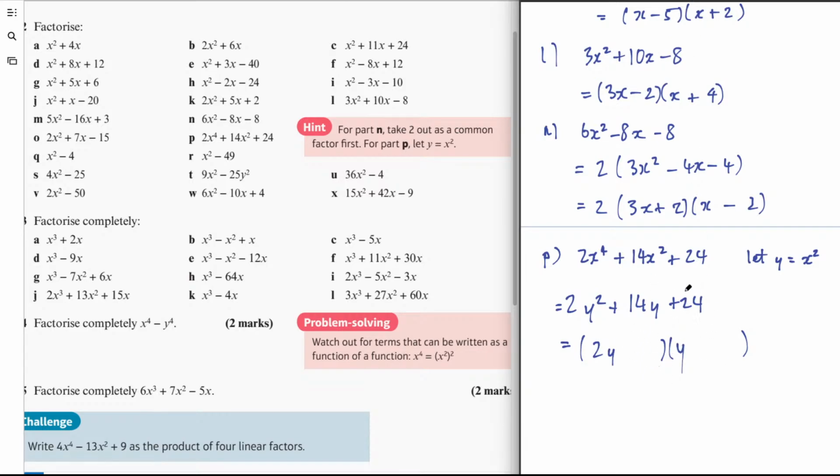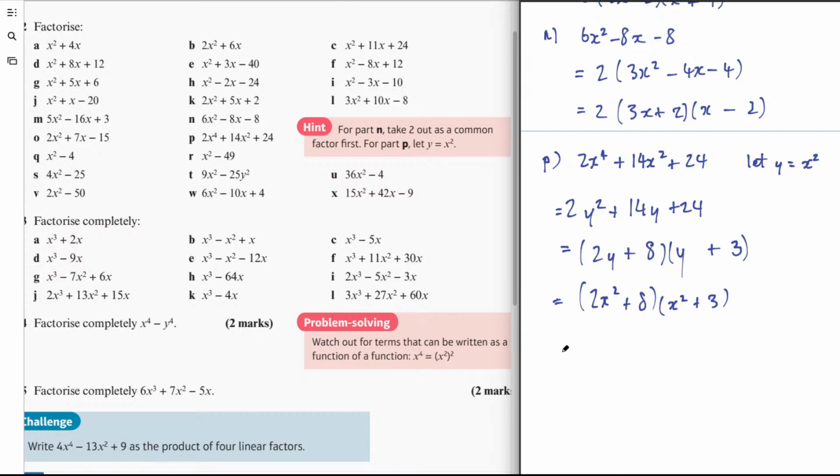And then I could have 8 and 3. And if I multiply the 2 by 3, that makes 6. 6 plus 8 is 14. So then if I expand this out, I get 2y squared plus 6y plus 8y, which is 14y plus 24. And then we need to substitute the x squared back in. So we would have 2x squared plus 8 multiplied by x squared plus 3. And we are done.